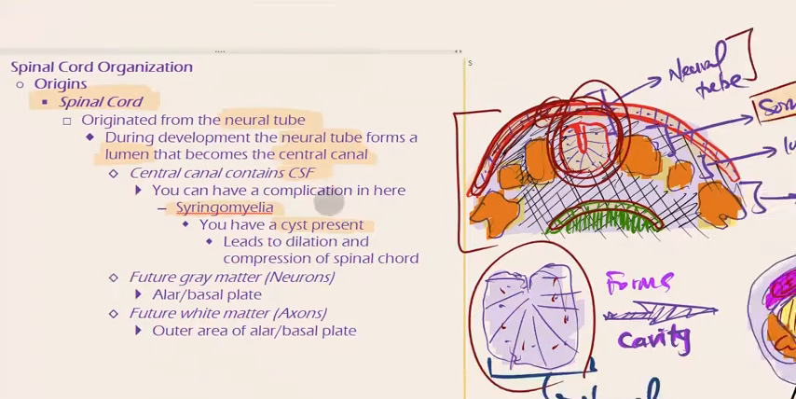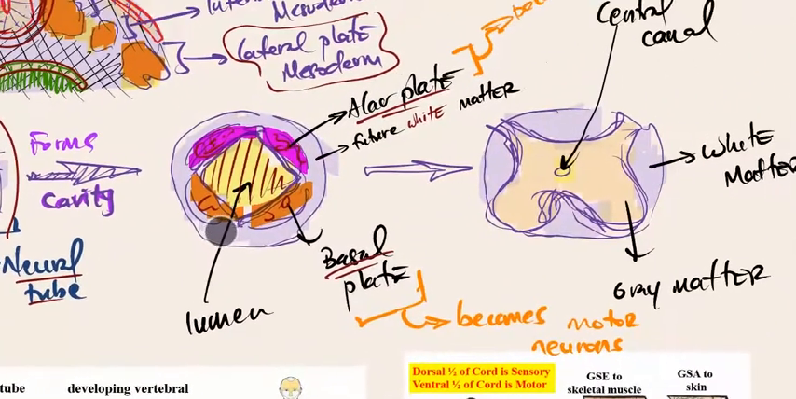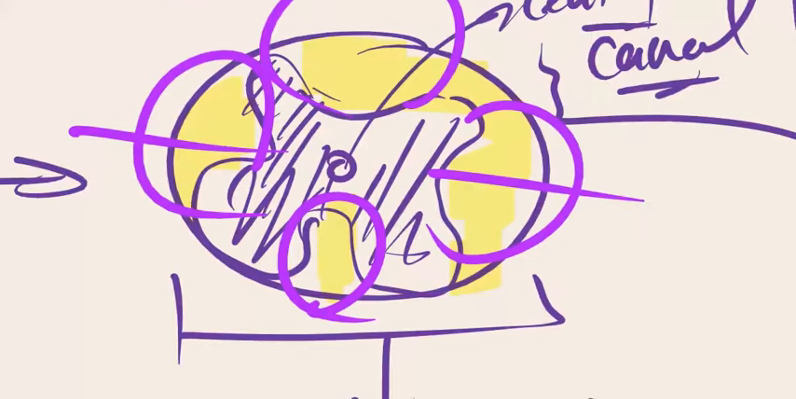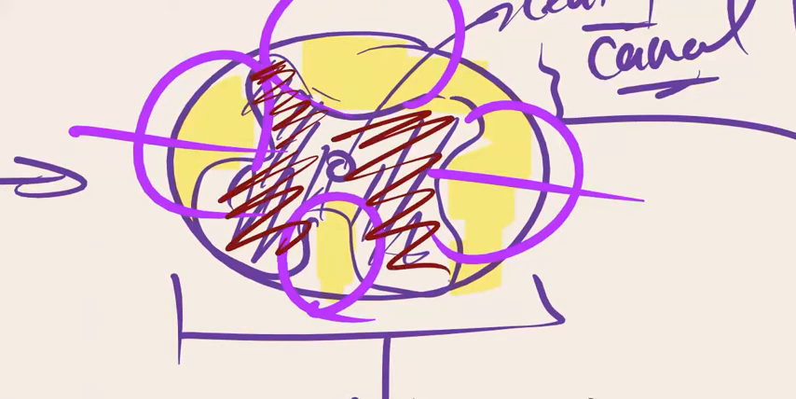Okay, let's get back here. So what are we saying here? Let's look at this. This is the gray matter. You guys agree? So what's in the gray matter? Cell bodies, right?